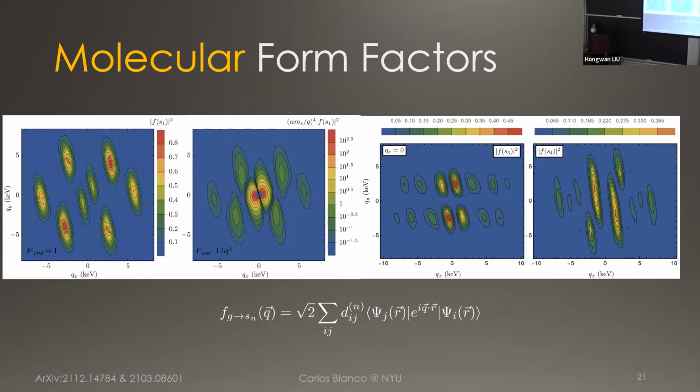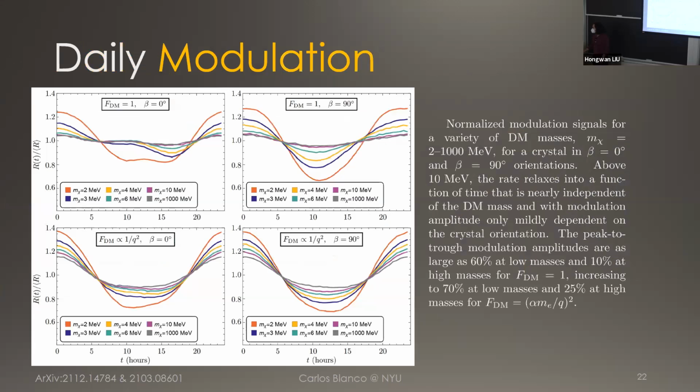Okay, so now we know how to compute this, and we're going to put everything together and ask the question, what's the rate throughout the day? This is the daily modulation as you would find it in a 24-hour period. To our knowledge, these are the biggest proposed daily modulation amplitudes for any target. On these two top panels is heavy mediator on top, light mediator on bottom, for two different orientations of the crystal at t = 0.